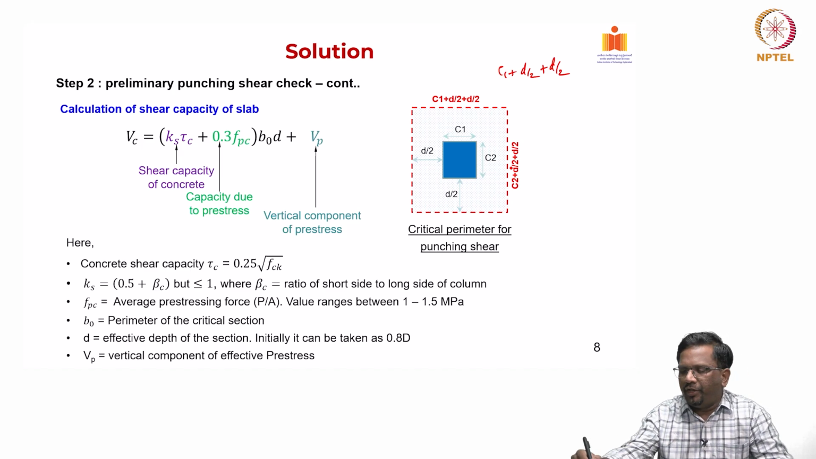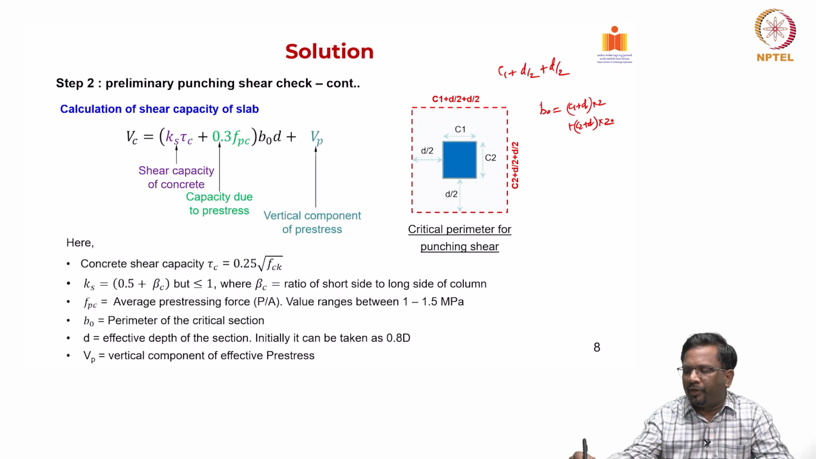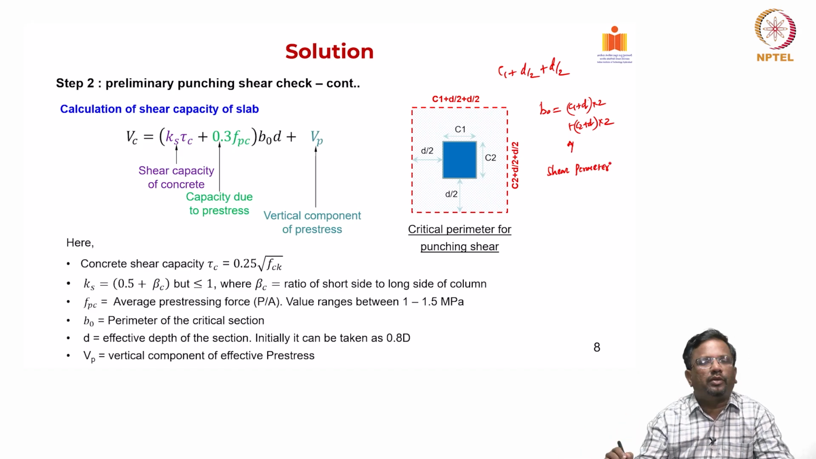So, the b naught is nothing but the shear perimeter. In this case, it is going to be (c1 plus d) times 2 plus (c2 plus d) times 2, that is your shear perimeter. Okay, that is the b naught.